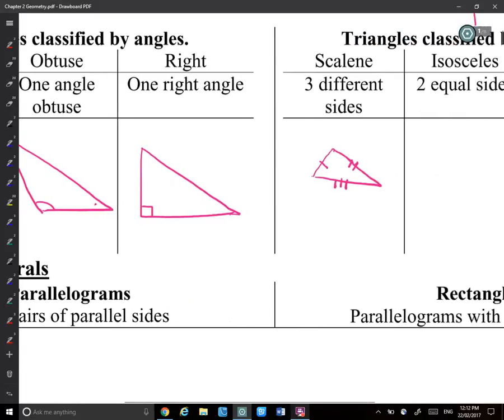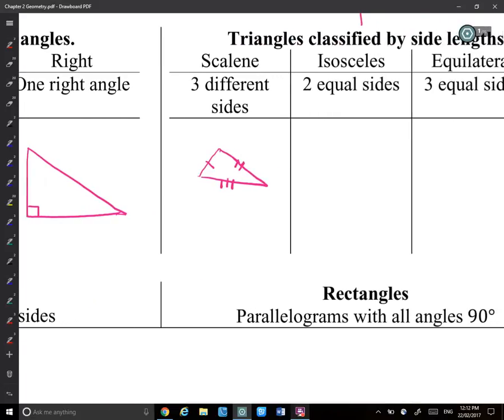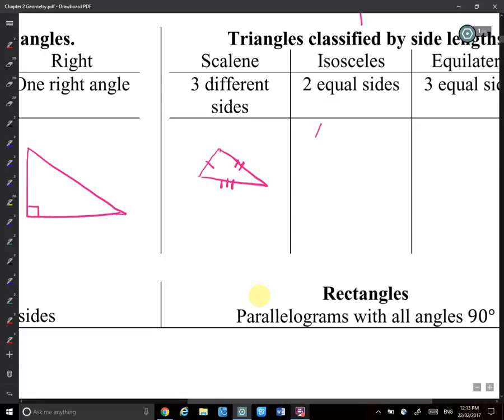The next one is the isosceles triangle. An isosceles triangle has two equal sides. So we can have, let's say this one, an acute isosceles triangle, and we can have an obtuse isosceles triangle, and I can have a right-angled isosceles triangle.